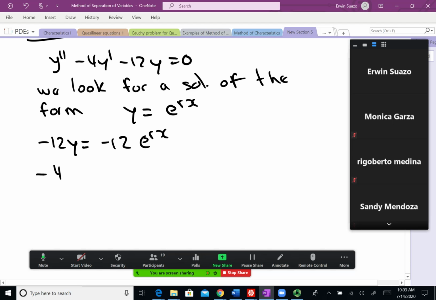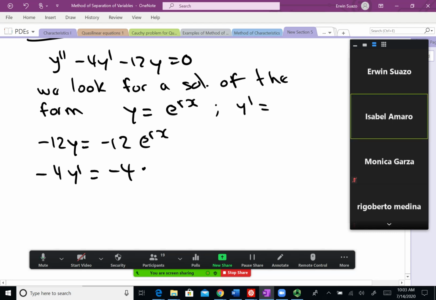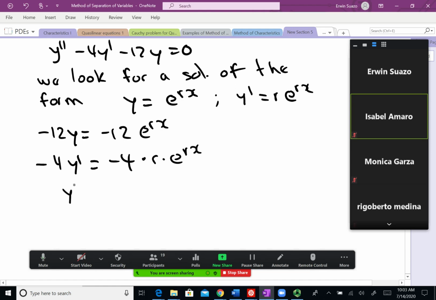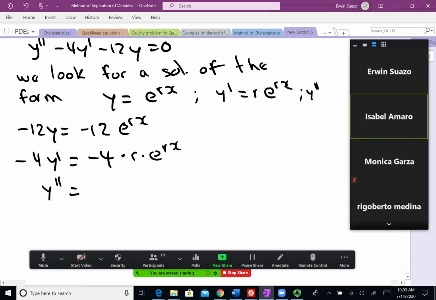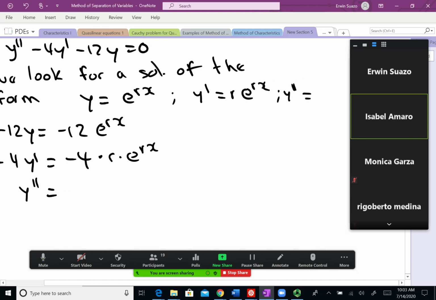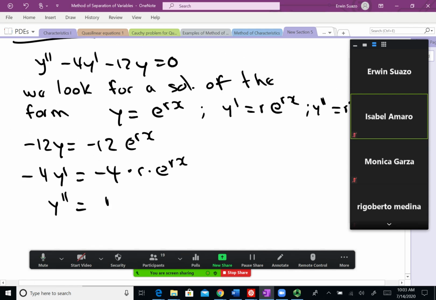If we do minus 4y prime, that will be minus 4 times the derivative of y. So what is y prime? There you go. So this is r times e to the rx. And then the next one will be the second derivative, y double prime. So what is y double prime? There you go. So this is r squared e to the rx.